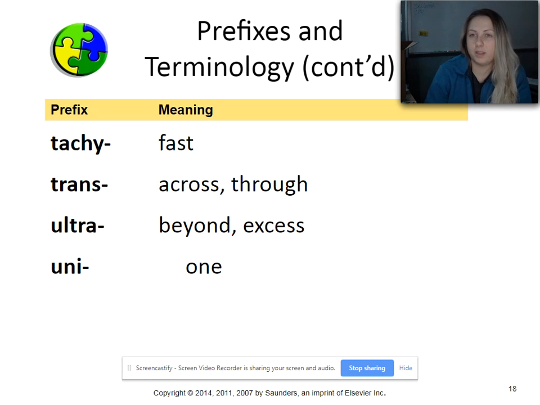And then uni is one, like a unicycle. You see generally at a circus is one wheel, as opposed to a bicycle has two.